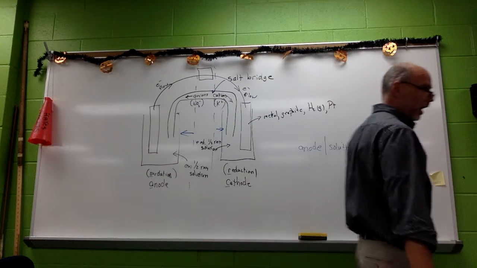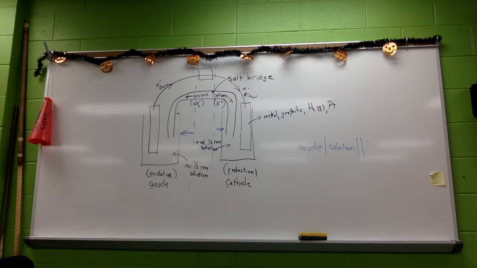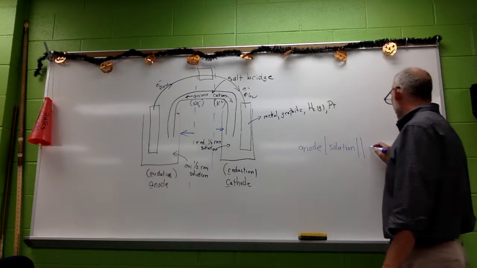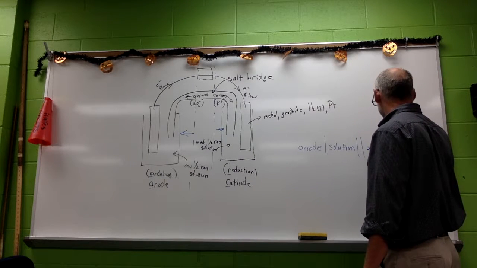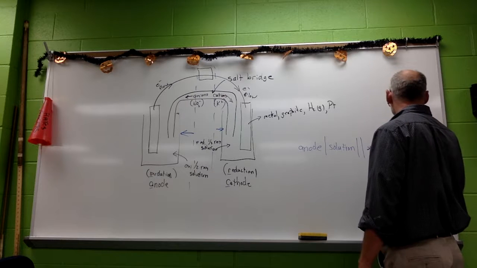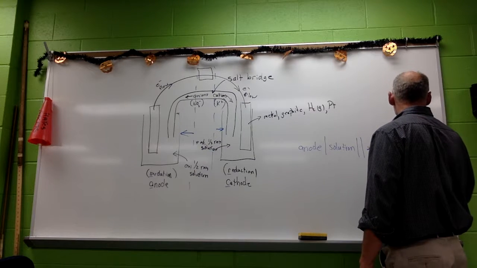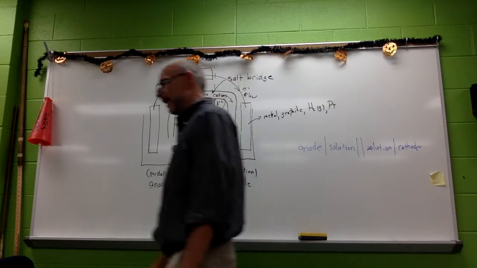Then you're going to draw a double line, which represents the salt bridge, porous cup, whatever. Now, you guys haven't seen this yet. Doesn't matter. After that, we'll have the next solution, in which case the cathode is immersed in that.